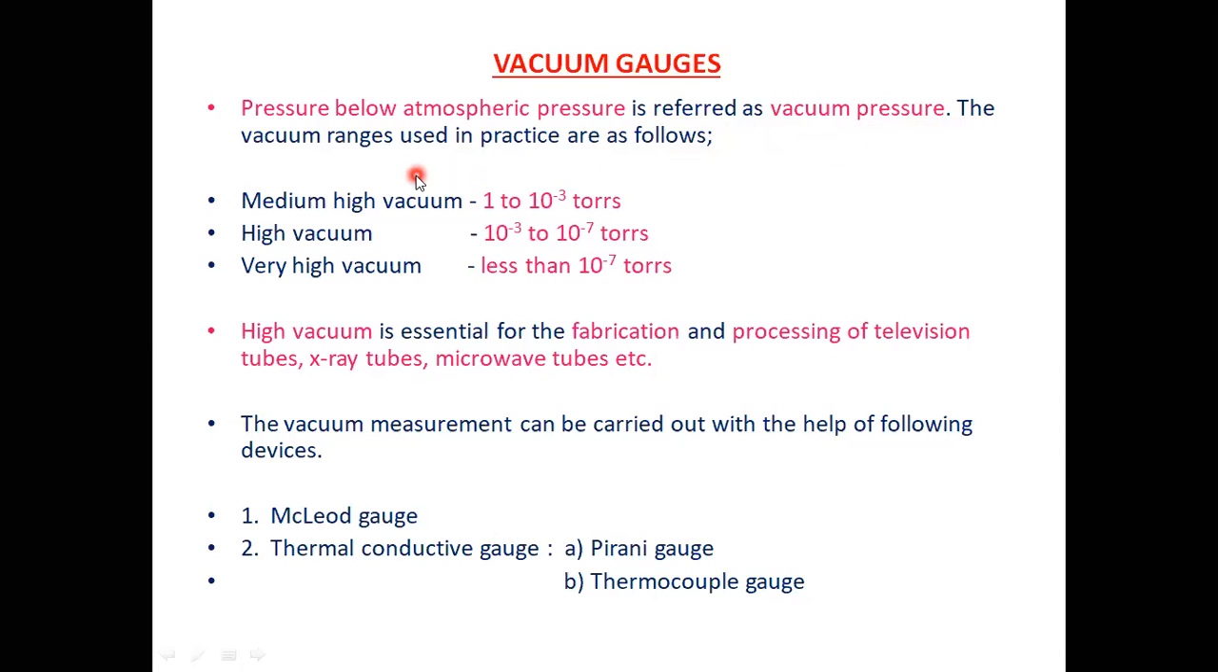The vacuum ranges used in practice are as follows: medium high vacuum, in the range of 1 to 10 power minus 3 torr; high vacuum, 10 power minus 3 to 10 power minus 7 torr; and very high vacuum, less than 10 power minus 7 torr. These are the three different ranges.